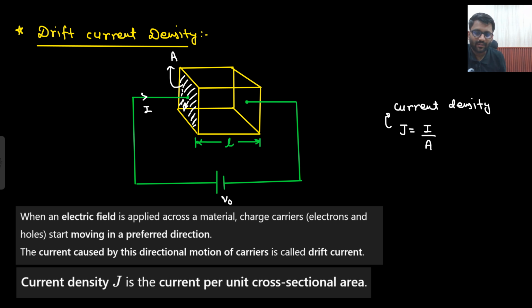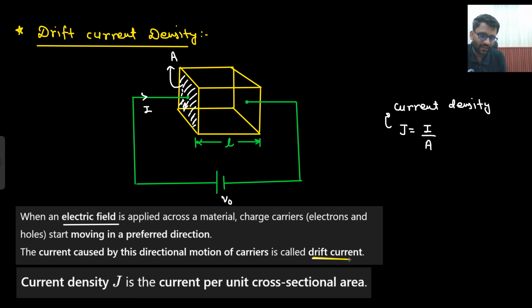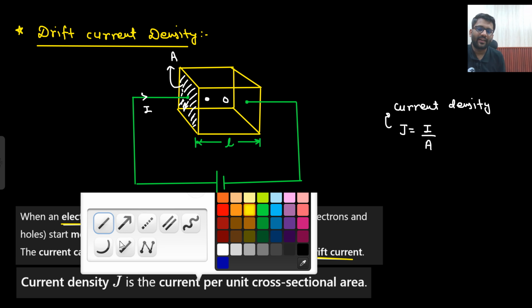Drift current is coming because of the electric field. This is the important part here. The drift current is coming because of the electric field that you have applied. Now let's say this semiconductor material, or any kind of material, has some electrons and it has holes as well. What is the direction of the applied electric field?